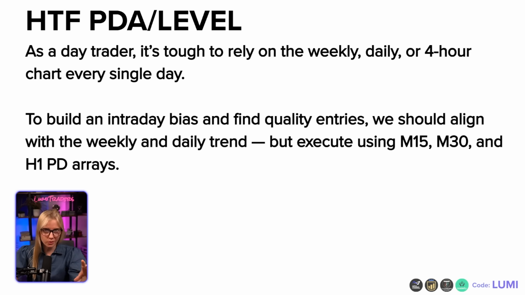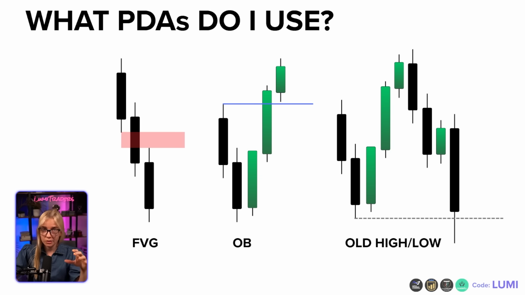But as we all know, guys, we have lots of different PDRAs, so which one should we actually use? As I mentioned before, it's so hard to frame a setup using the daily, weekly, and 4-hour charts every single day if you're an intraday trader. So instead, in order to build intraday bias, we can use hourly, 30-minute, or 15-minute PDRAs. These PDRAs are going to be fair value gap, order block, and old high or old low.